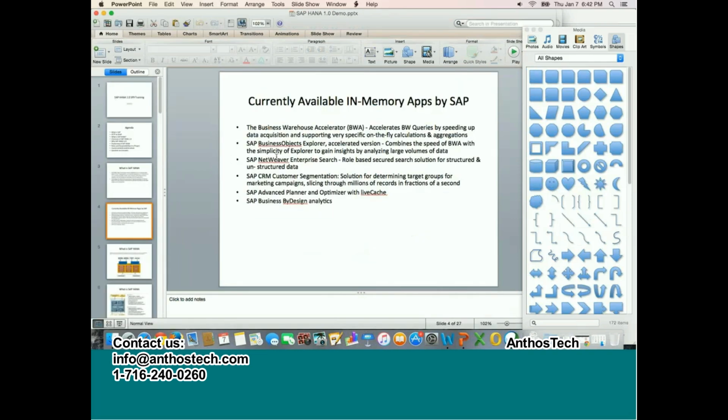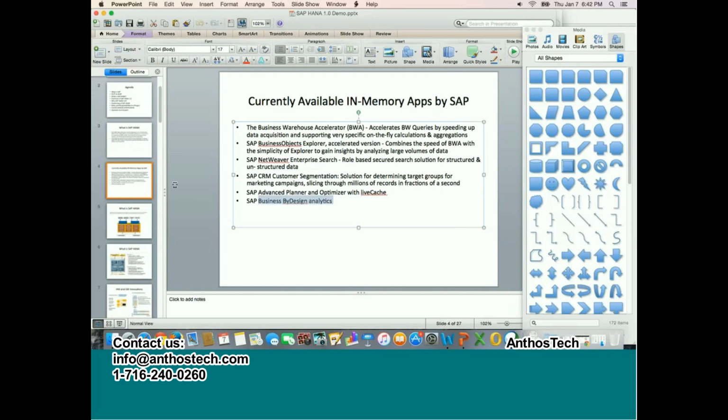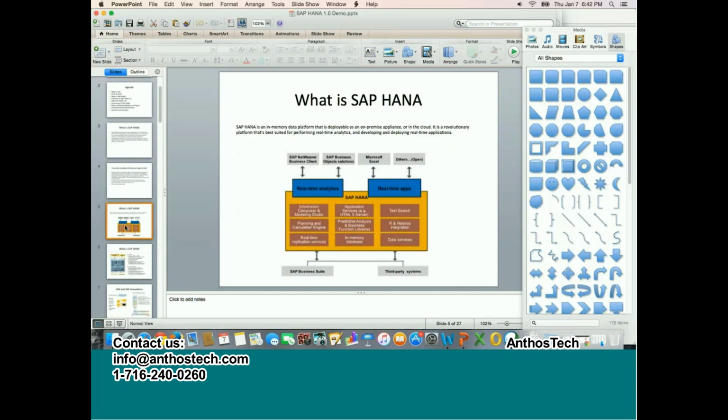Similarly, they had different versions or different products: Business Objects Explorer Accelerated version, Enterprise Search, CRM customer segmentation, for example Business ByDesign. So these are all analytical applications which were in memory. Here I'm just trying to say that HANA is not the first application that is in memory. There are several other applications.